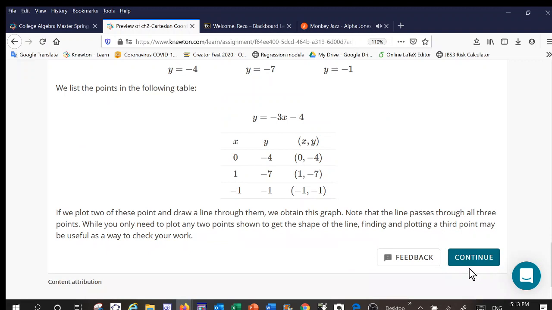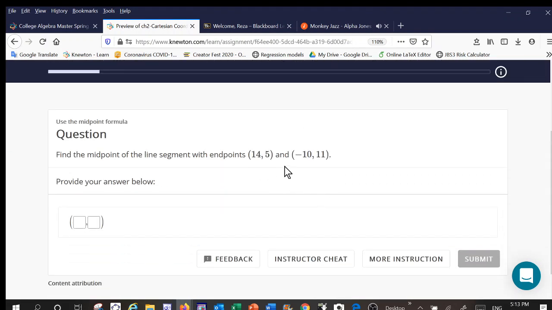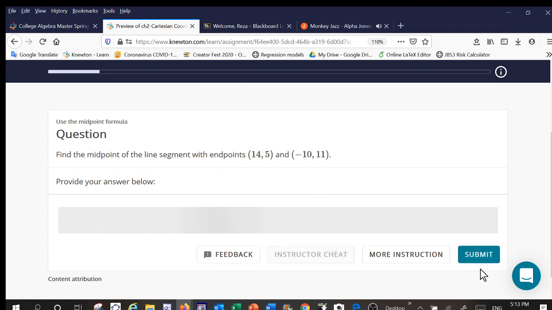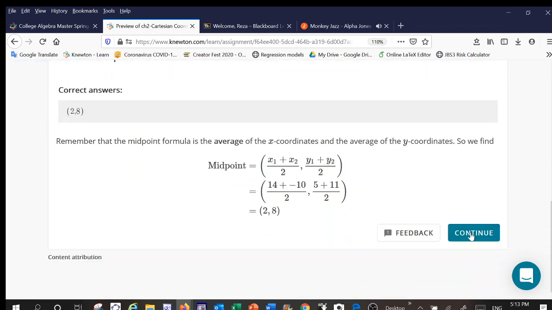All right. Find the midpoint of the line. I'll let you do that because we did one similar to it.